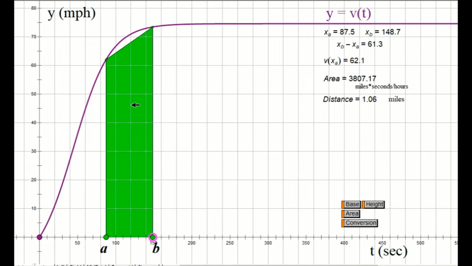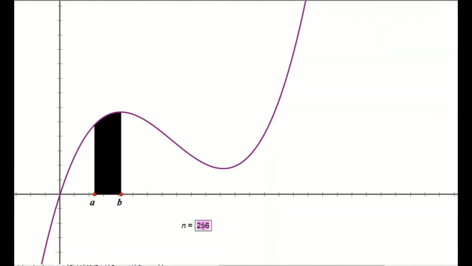But again, this area is how much distance you've gone from 90 seconds to 150 seconds. And looking at that curve, this area can be represented by a Riemann sum, and the more rectangles you make, the higher n, the better the approximation is going to be.